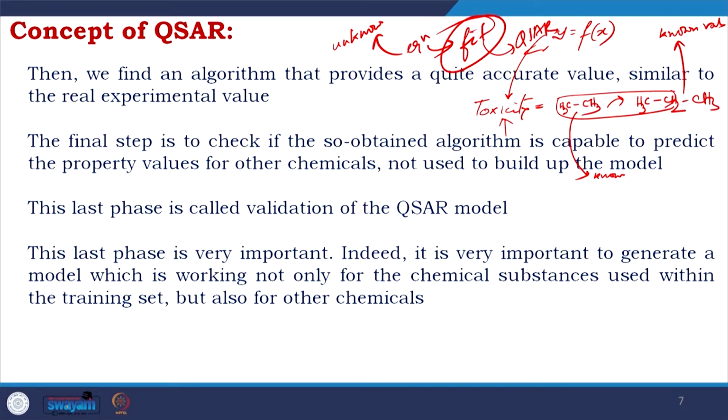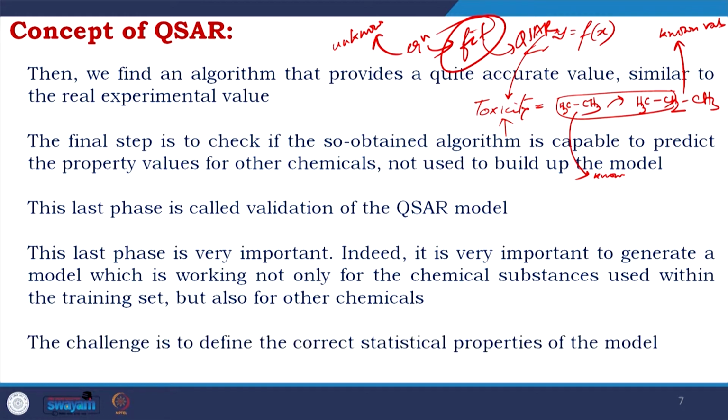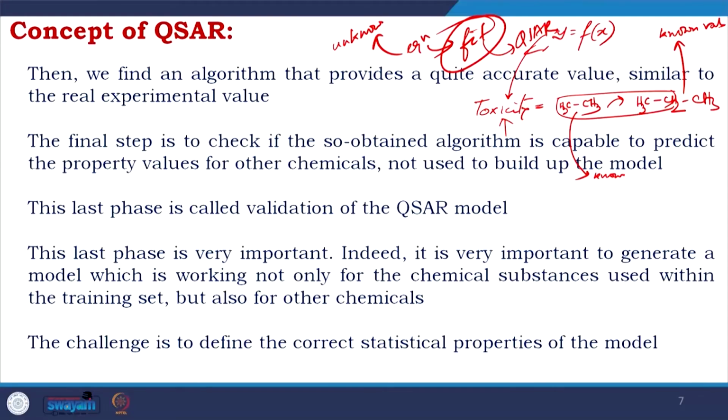Indeed, it is very important to generate a model which is working not only for the chemical substances used within the training set, but also for the other chemicals, the unknown set, the not included training set. The challenge is to define the correct statistical properties of the model.